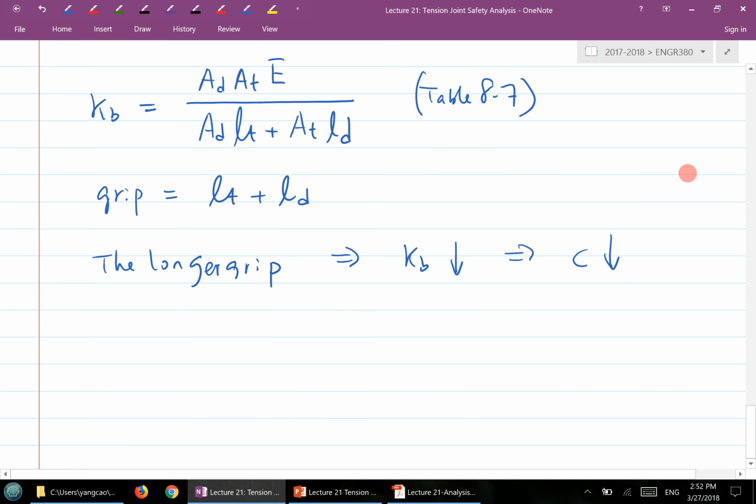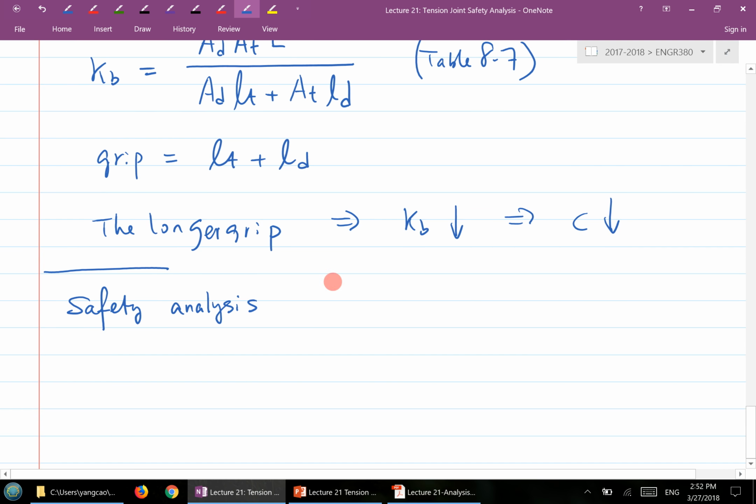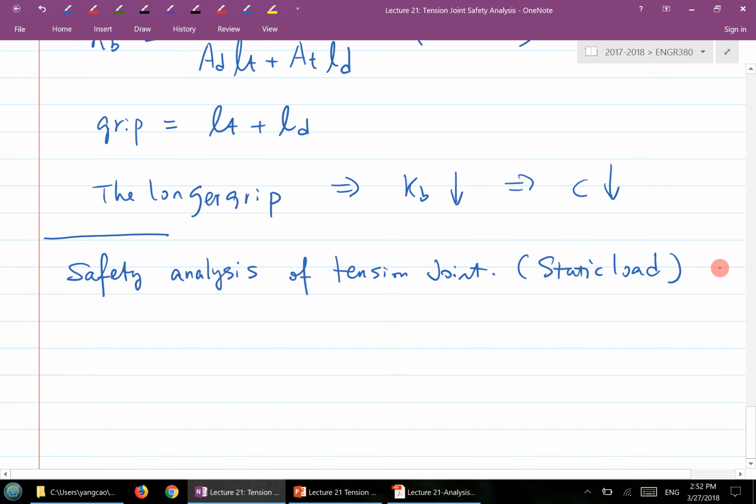Okay, so that's the part of the loading here. Now let's look at the safety analysis of tension joint. The focus we're going to have here is the static load. I do have fatigue load in the lecture, but we'll make it optional, so we're not going to test you on it in the final. But the static load will be part of the examination.